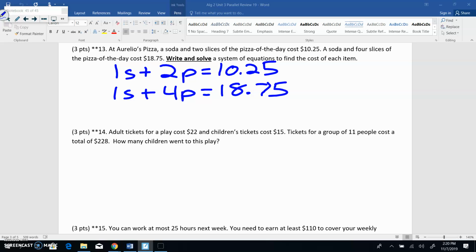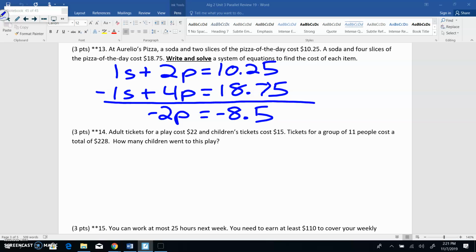Again, I'm very close to elimination, so what I'm going to do is subtract my 2 lines. 1s minus 1s is 0. There's my elimination. 2p minus 4p gives me negative 2p. And 10.25 minus 18.75 gives me negative 8.5. To solve for p here, divide by negative 2. So my p is going to be 4.25.